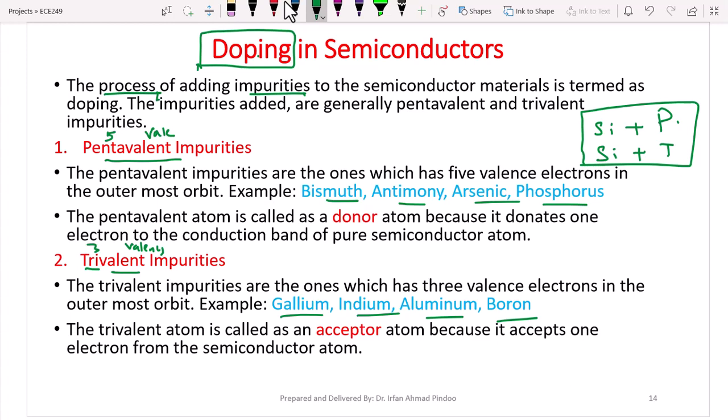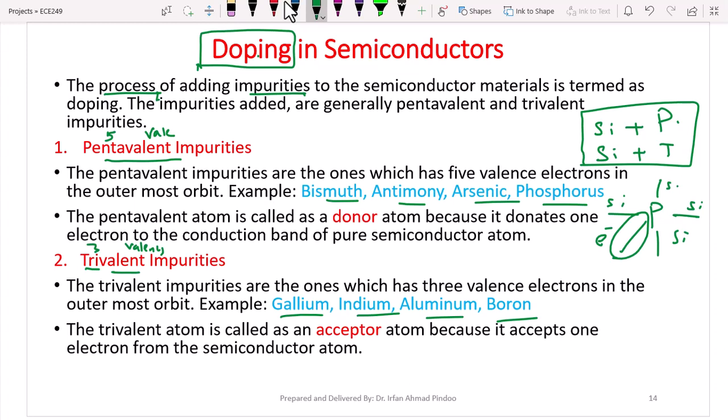In the pentavalent impurities, what happens, because we have 5 electrons? Suppose we have phosphorus. Phosphorus has a valency of 5. So 4 will make bonds with the silicon, correct? Now what will happen to the 5th electron? This 5th electron will be free, because all the other 4 have already made bonds.